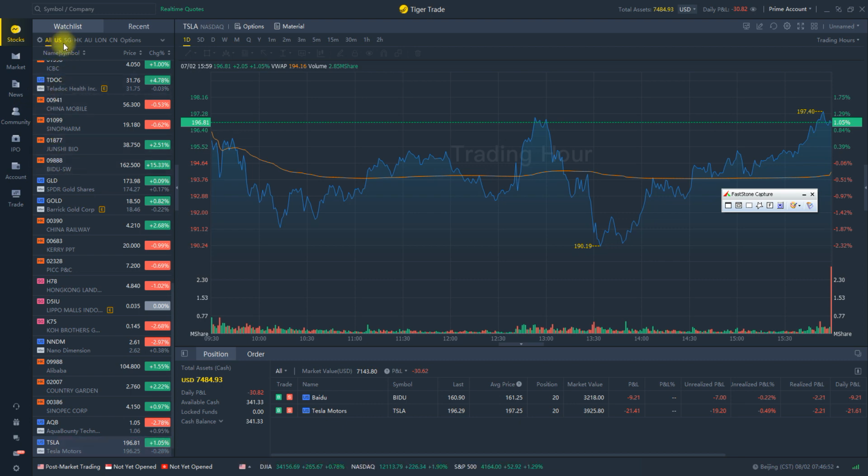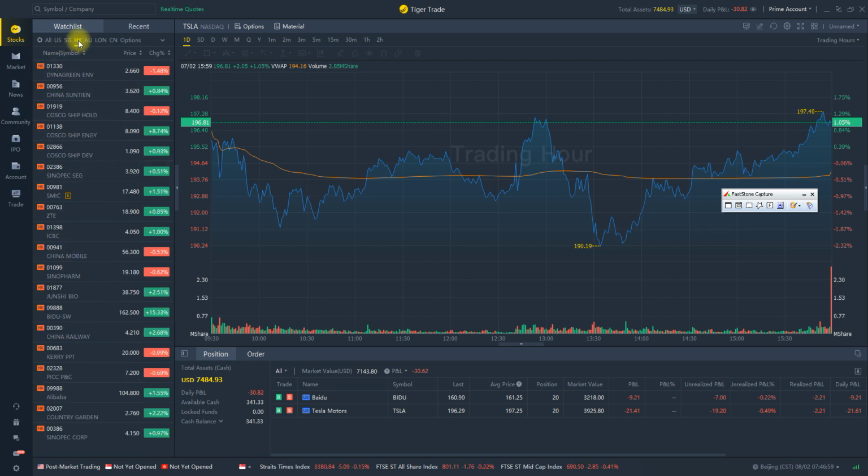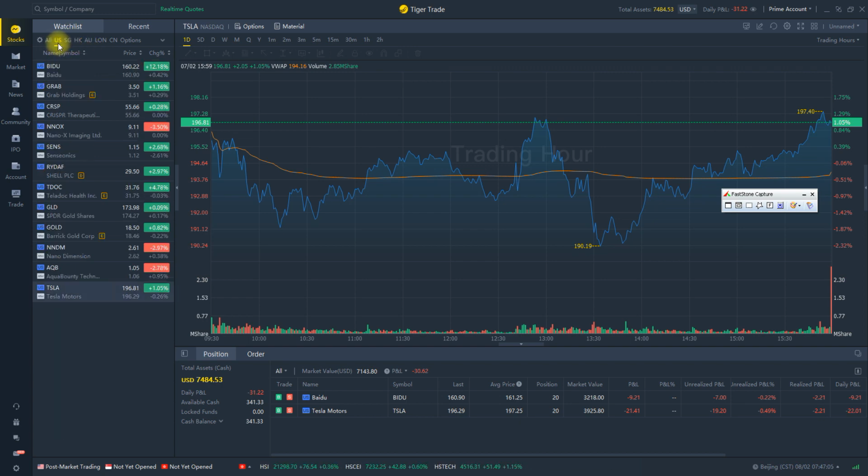So in the morning, I look at Singapore. These are the stocks I follow. Or Hong Kong, these are the stocks I follow. And in the night, I will look at the US stocks. Now I have got 7,400 US dollars deposited into the account.